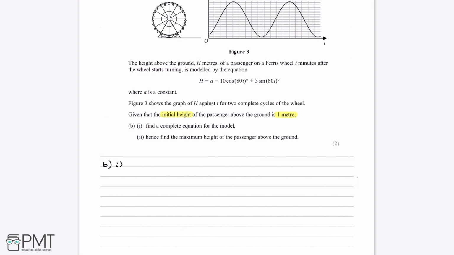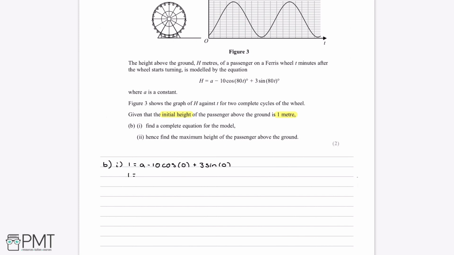So we're saying that when t is 0, h is 1, and we can see on the graph here that therefore the h coordinate of this point is 1. So what we can do with this is substitute into the equation that we've been given over here that at t equals 0, h equals 1. So if we substitute in, h is 1, and then a minus 10 cos 80t, where t is 0, 80 times 0 is just 0, and then plus 3 sin 0 again.